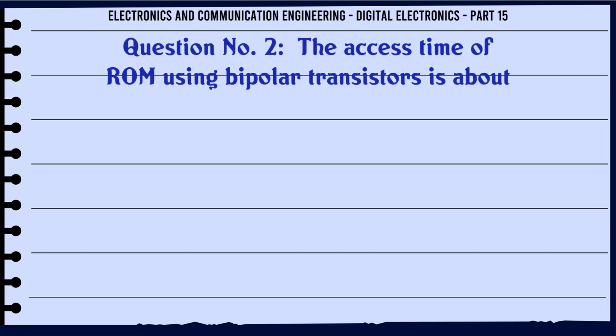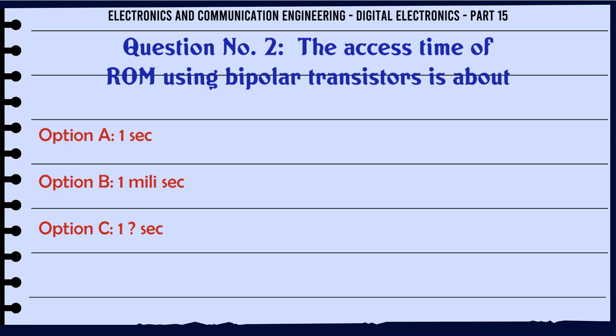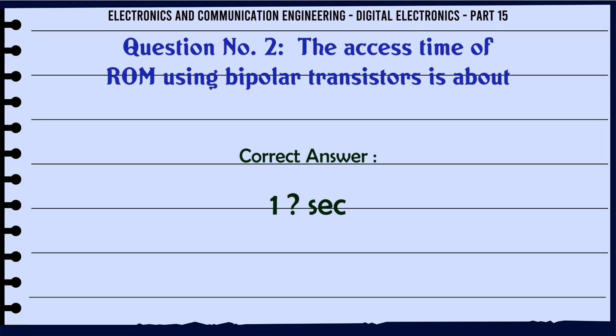The access time of ROM using bipolar transistors is about: A. 1 second. B. 1 millisec. C. 1 microsec. D. 1 nsec. The correct answer is 1 second.